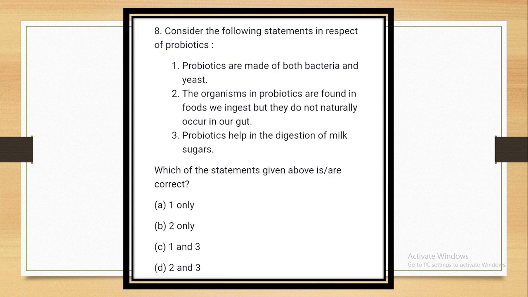Next question is about probiotics. The first statement is probiotics are made of both bacteria and yeast. This statement is correct. Second statement is this. The organisms in probiotics are found in food we ingest, but they do not naturally occur in our gut. This statement is incorrect. Look at the third statement. Probiotics help in the digestion of milk sugars. Third statement is correct. So answer of this question is option C, 1 and 3 is the correct answer.